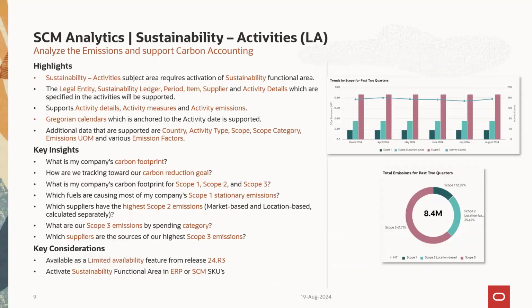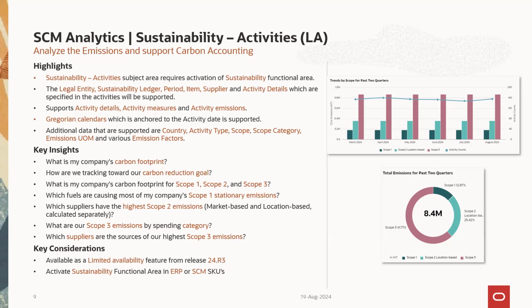As I was introducing this subject area, the key highlights are that we need an activation of the sustainability functional area. This is available as a limited availability functionality only, and for this to be enabled, you'll have to reach out to us. The attributes supported are legal entity, sustainability ledger, period, item, supplier, and activity details. We support various types of activity details, activity measures, and activity emissions. Right now, in the current release, we are anchoring the activity date in the subject area, which is primarily Gregorian calendar based. In a future release, we are planning to do the fiscal or sustainability period anchoring.